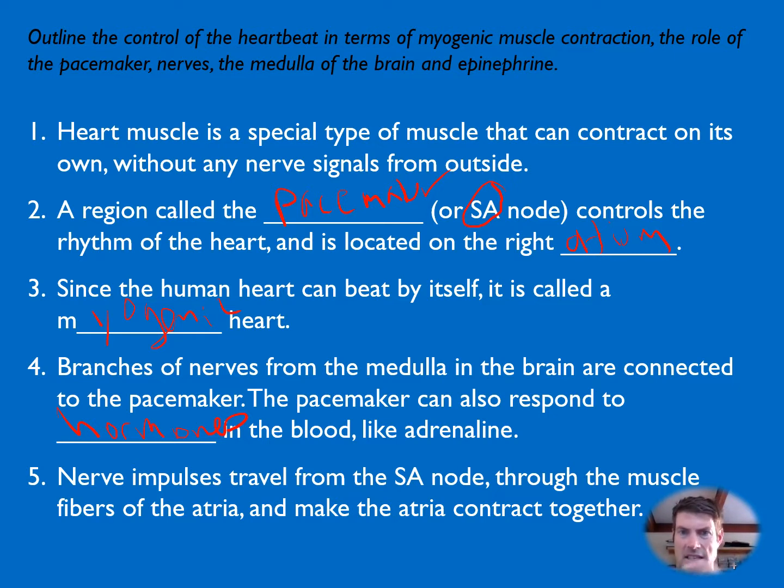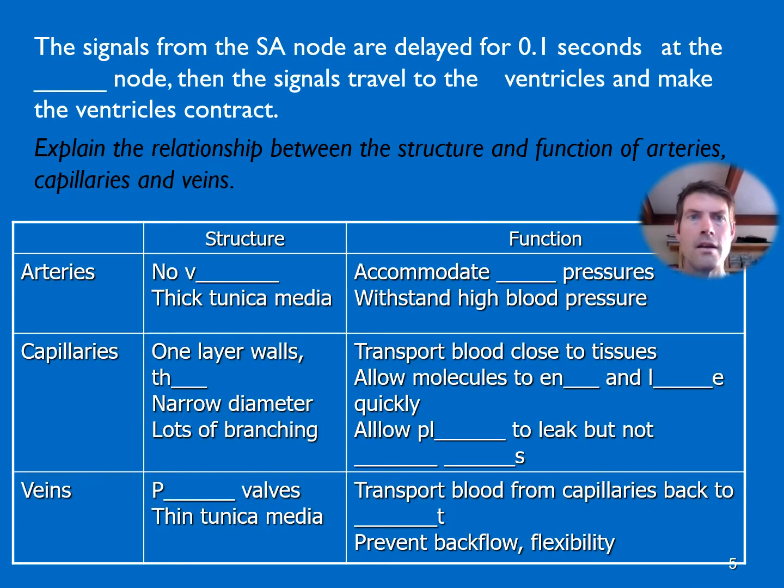I'll go back and see. I can't remember what it should be. There's a blank there. So, a little bit delayed. This SA node signal is delayed at the AV node, just so the ventricles contract a little bit after the atria. If they contract at the same time, the blood isn't going to go anywhere. So atria first, top, and then bottom, top, bottom, top, bottom, top, bottom.